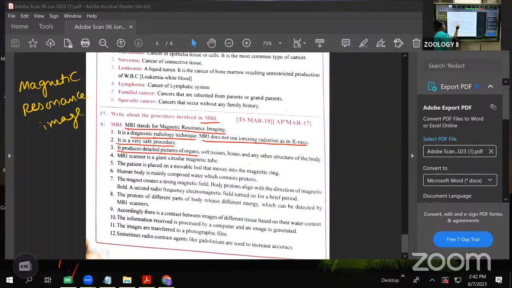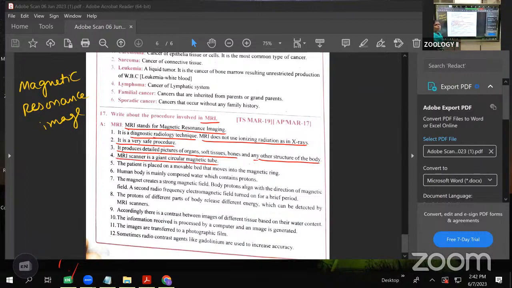Next, we get detailed pictures of the organs, the soft tissues and the bones, and other structures of the body. Any other structures of the body, organs and bone structures, we get in this technique. Next, how is the MRI scanner?